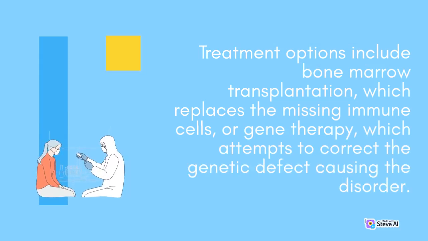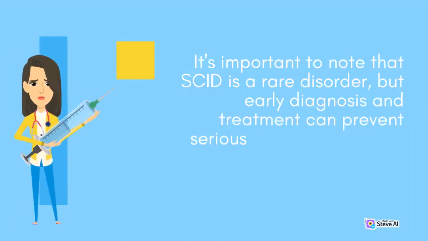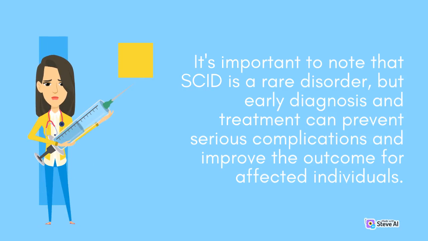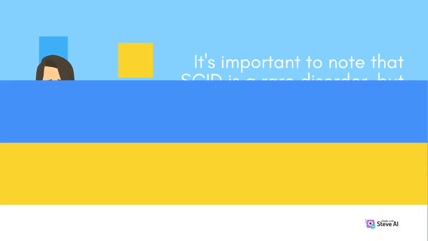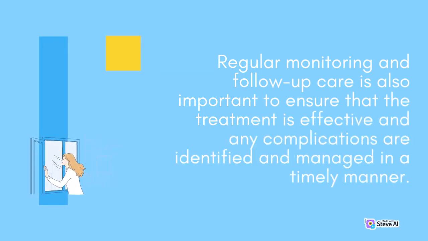Treatment options include bone marrow transplantation, which replaces the missing immune cells, or gene therapy, which attempts to correct the genetic defect causing the disorder. It's important to note that SCID is a rare disorder, but early diagnosis and treatment can prevent serious complications and improve the outcome for affected individuals. Regular monitoring and follow-up care is also important to ensure that the treatment is effective and any complications are identified and managed in a timely manner.